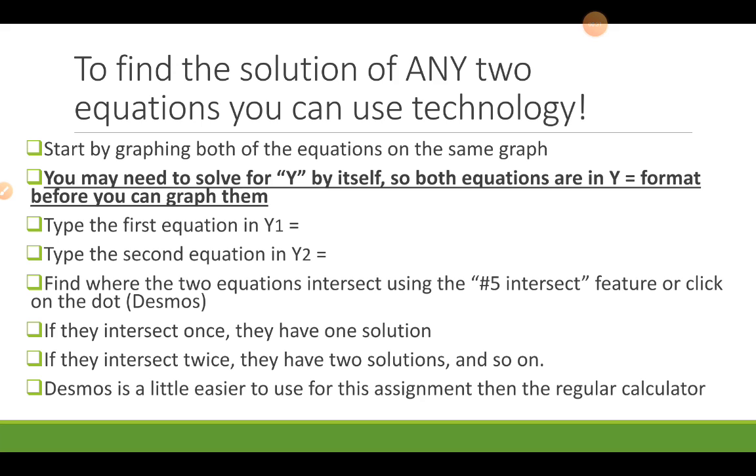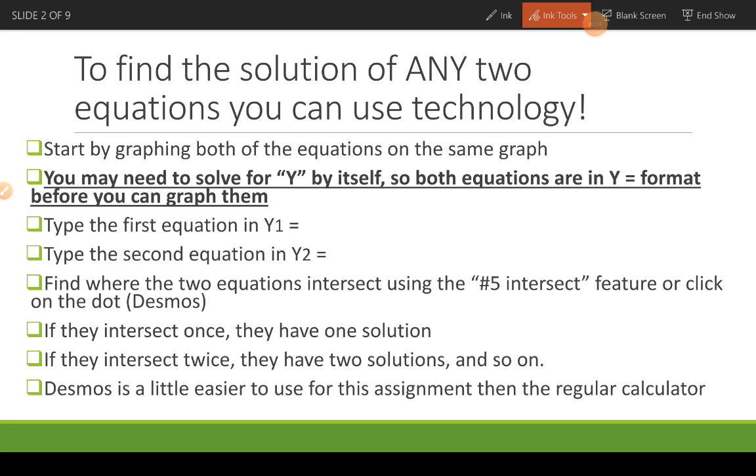Again, you can use any of that technology that you are interested in using. To find the solution of any two equations, you can use technology. So start by graphing both of the equations on the same graph.